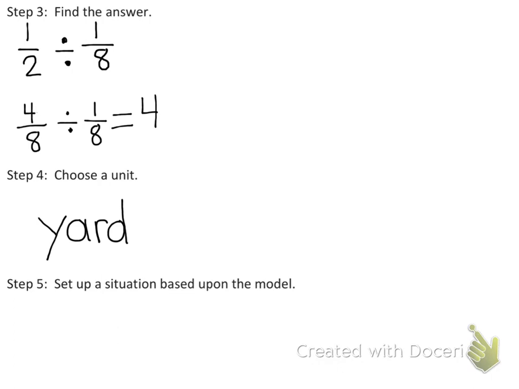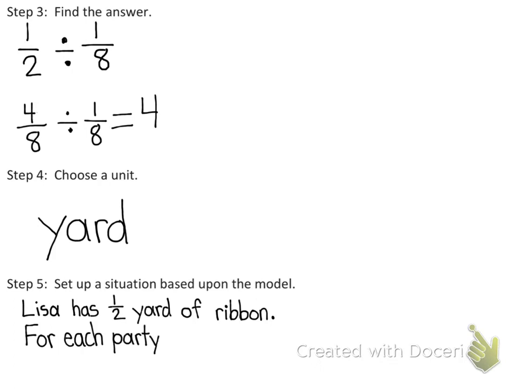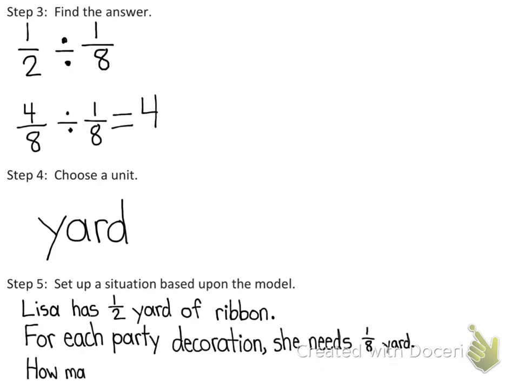So this is where the learning target said you will write your own stories. I'm going to write a story using the model that we wrote, using the original problem we started with. So here is my story. Lisa has 1/2 yard of ribbon. For every party decoration, she needs 1/8 yard. How many party decorations can she make?